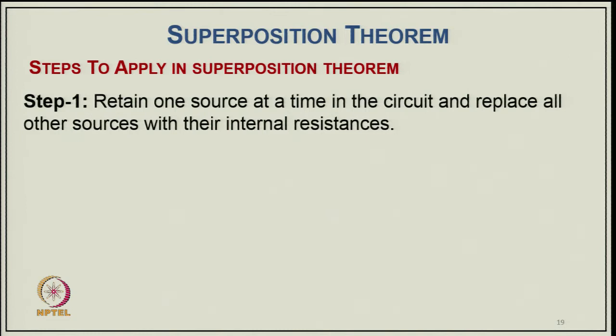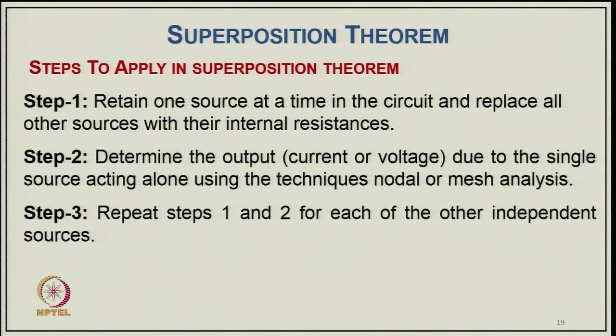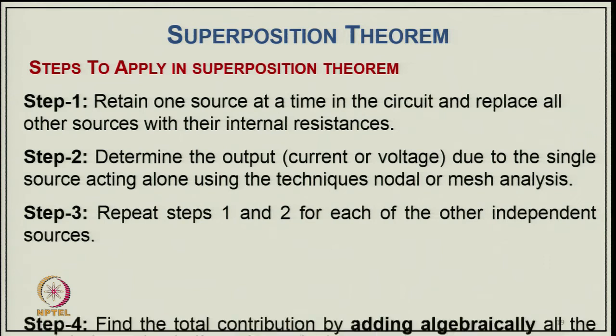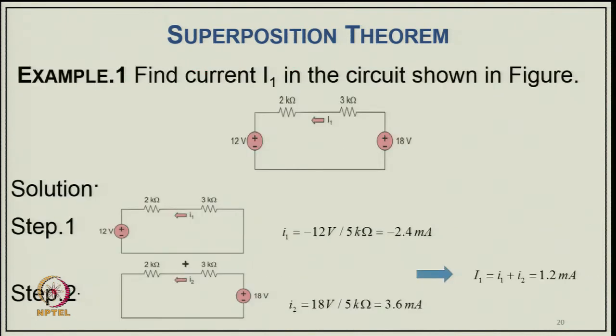Now, the typical steps to apply the superposition theorem: step 1, retain one source at a time in the circuit and replace all other sources with their internal resistances. Step 2, determine the output current or voltage due to the single source acting alone, using nodal or mesh analysis. Step 3, repeat steps 1 and 2 for each of the other independent sources. Step 4, find the total contribution by adding algebraically all the contributions due to the independent sources.